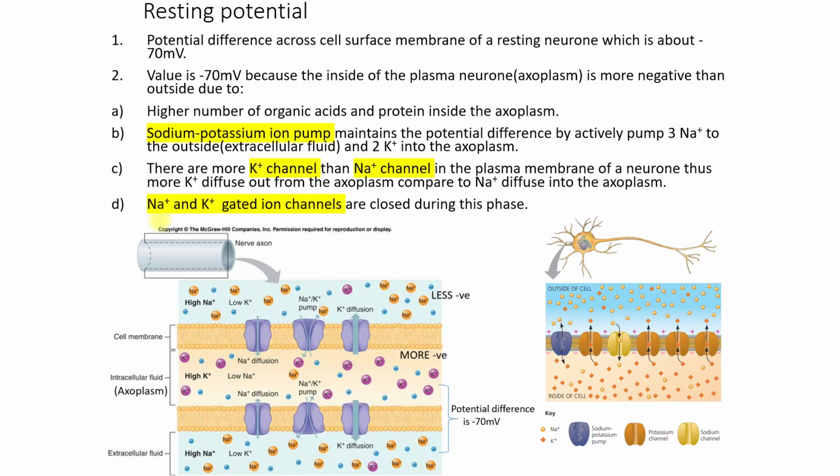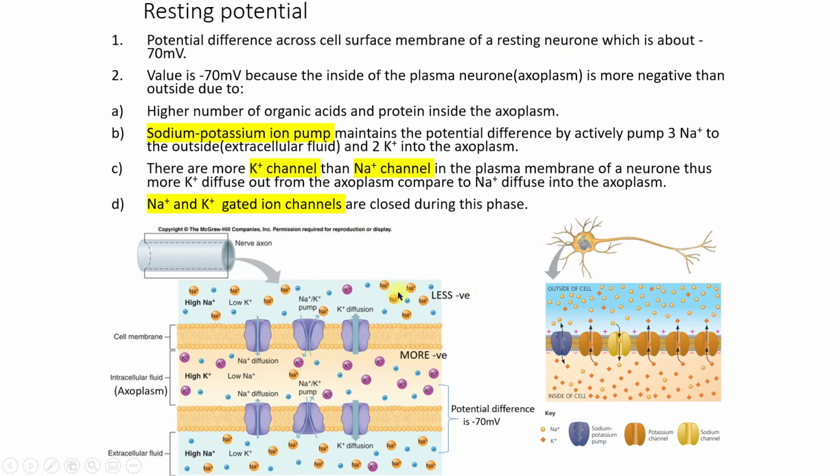the sodium ion gated ion channels and potassium ion gated ion channels are closed during this phase, referring to the resting potential. Meaning to say, when a neuron is resting, the potassium ion gated channels and the sodium ion gated channels are closed.